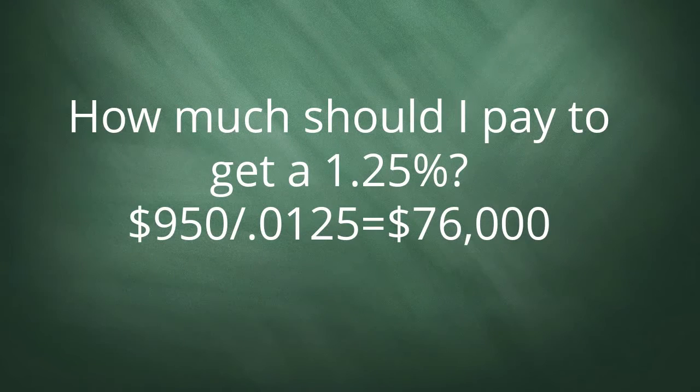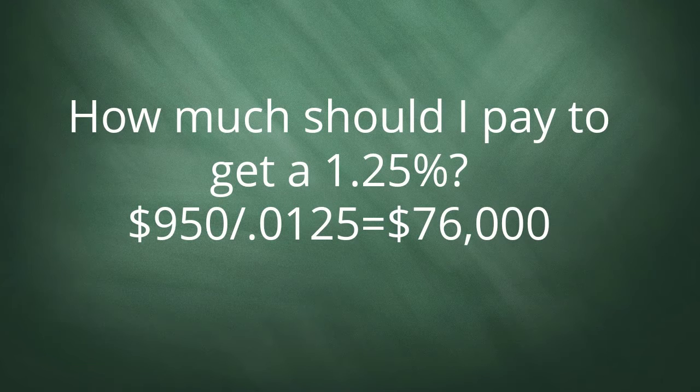So how do I know what I should pay for that property if I know the rent, what the monthly rent is, and I know my ratio that I want to be at? So you would take the $950 a month rent divided by 0.0125, or 1.25%, equals $76,000. So you would have to be all in at $76,000 to produce the ratio that you're going to go after.